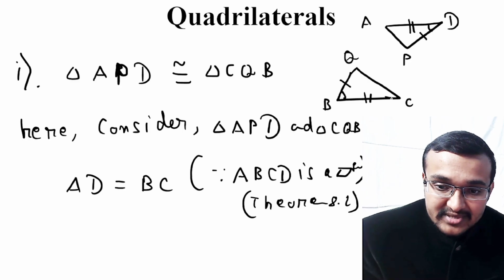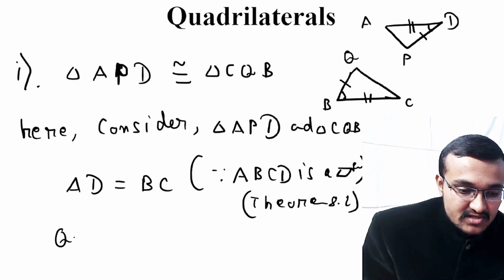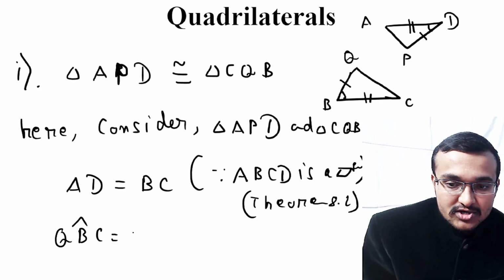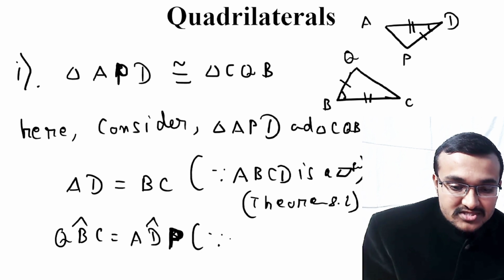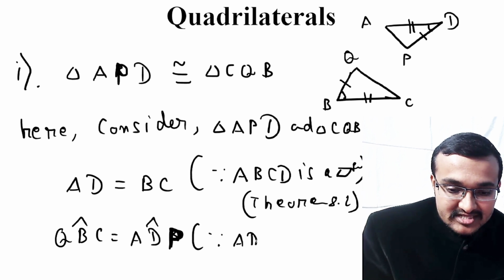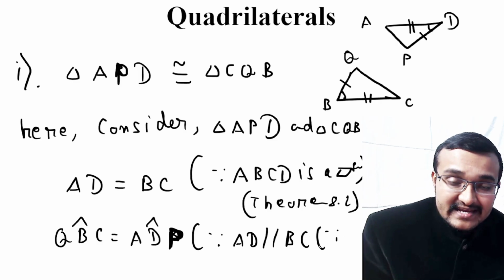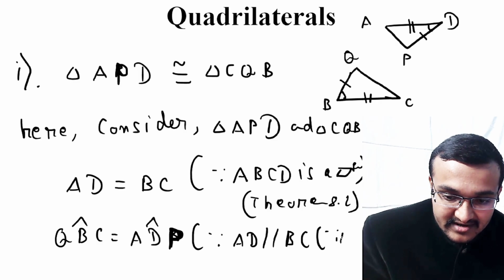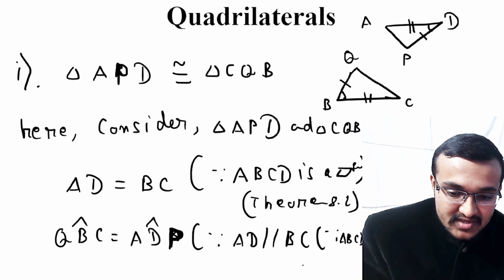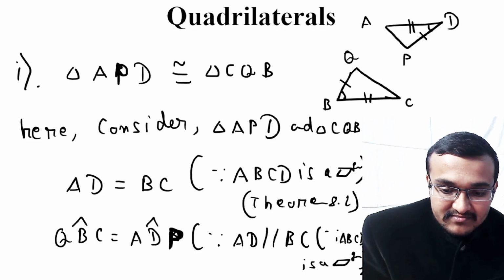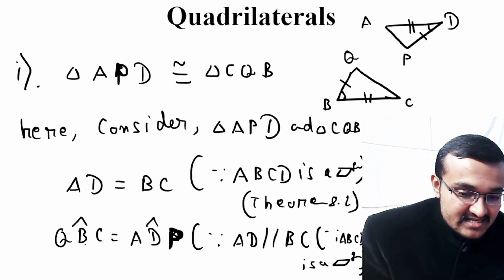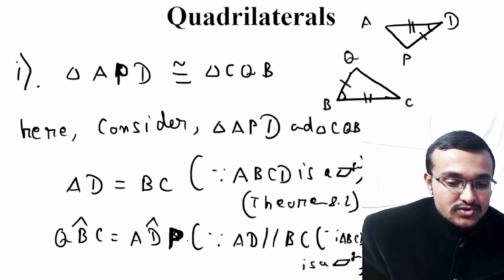Now angle QBC will be equal to angle ADP. This is because AD is parallel to BC. Inside brackets, why is AD parallel to BC? Again you can write, ABCD is a parallelogram. Since ABCD is a parallelogram, AD is parallel to BC. Since AD is parallel to BC, angle QBC is equal to angle ADP.